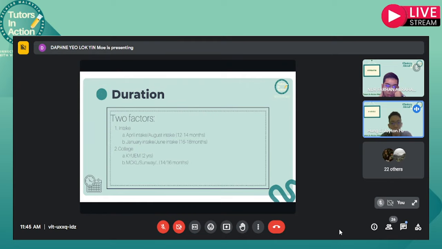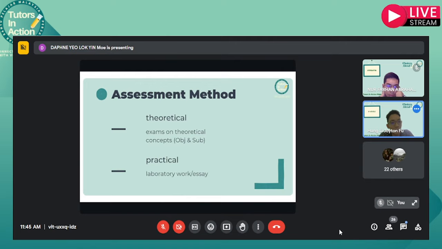Okay, next. All right, so the assessment method for A-level. From a science student perspective, generally, you can separate them into theoretical and practical. So in theoretical, more often than not, you have objective paper and subjective paper. Subjective papers are those where you have to write your answer, and there's a marking scheme for your teacher to grade how much you can get from a particular question. Whereas for objective, it's just A, B, C, D.